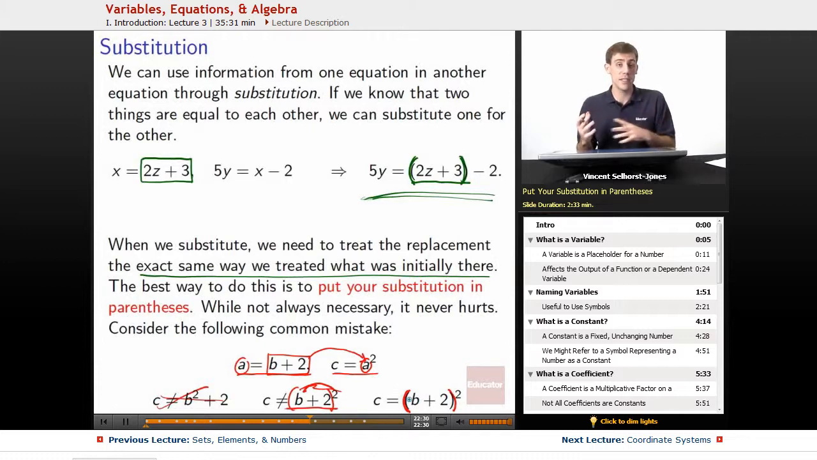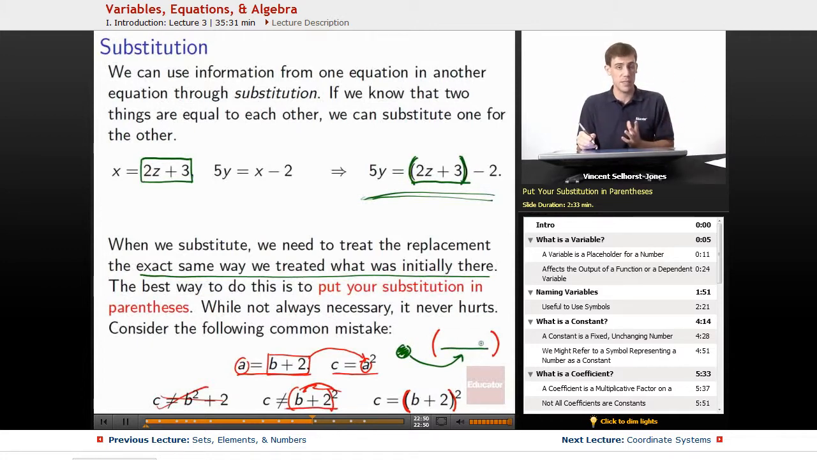A squared, since a is equal to b plus 2, all of a has to be squared. All of that b plus 2 has to be squared. And the way that we get all of it is by putting it in parentheses. So whenever you're substituting something in, make sure that whatever is getting substituted in gets plugged inside of parentheses.